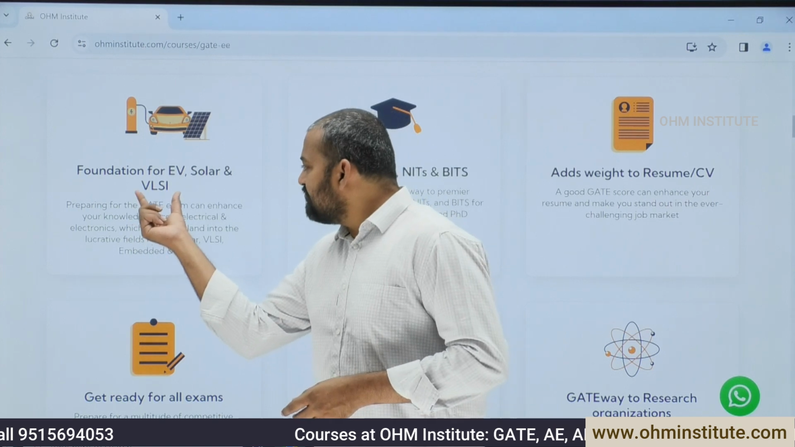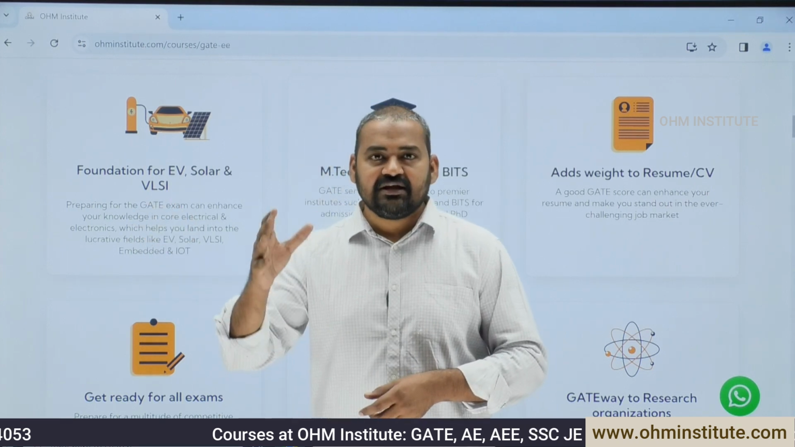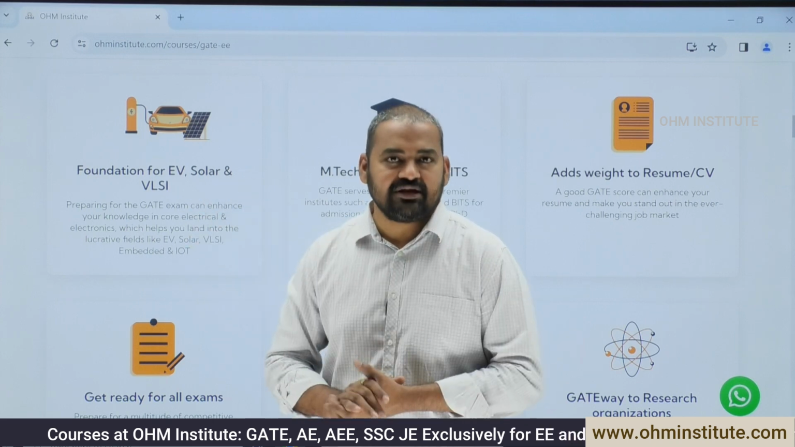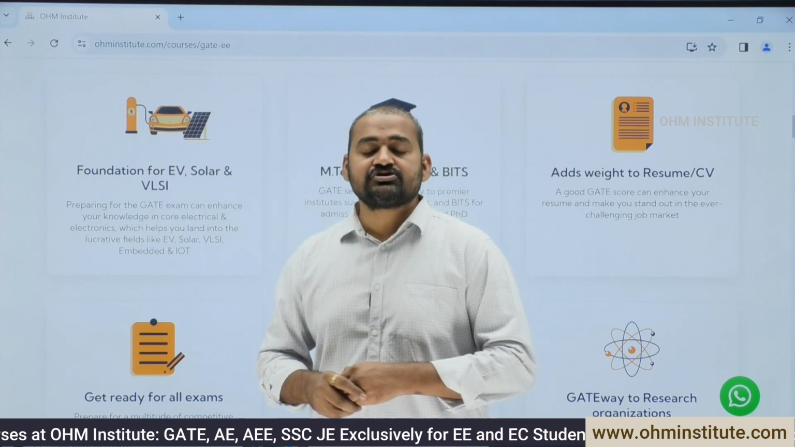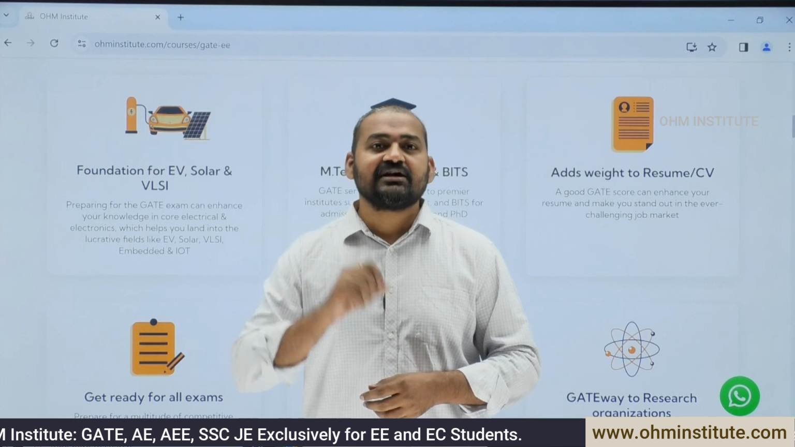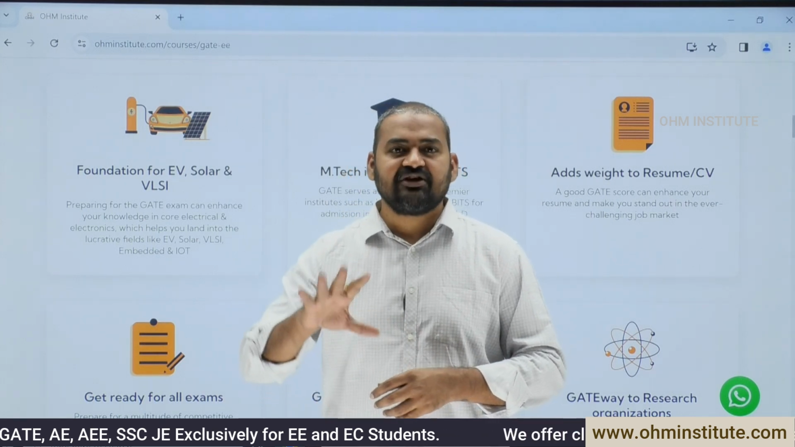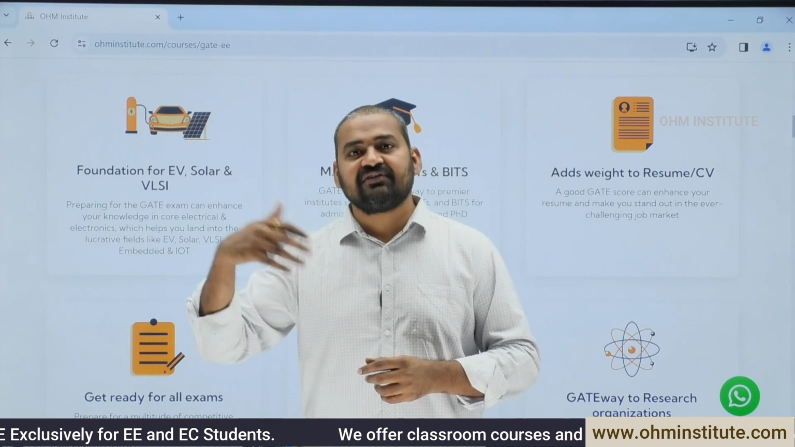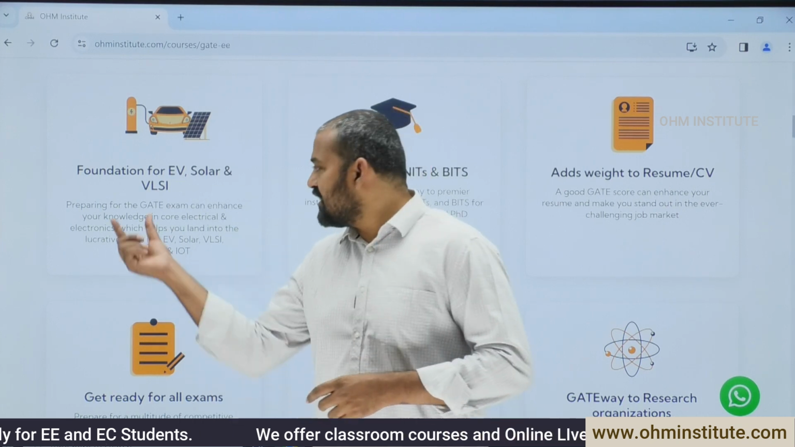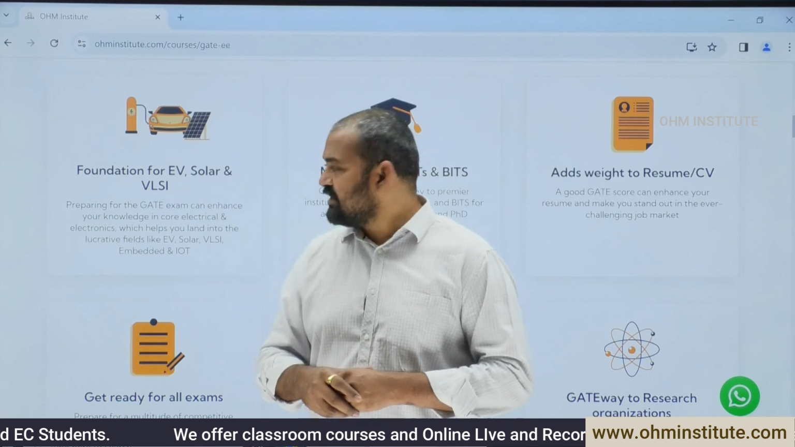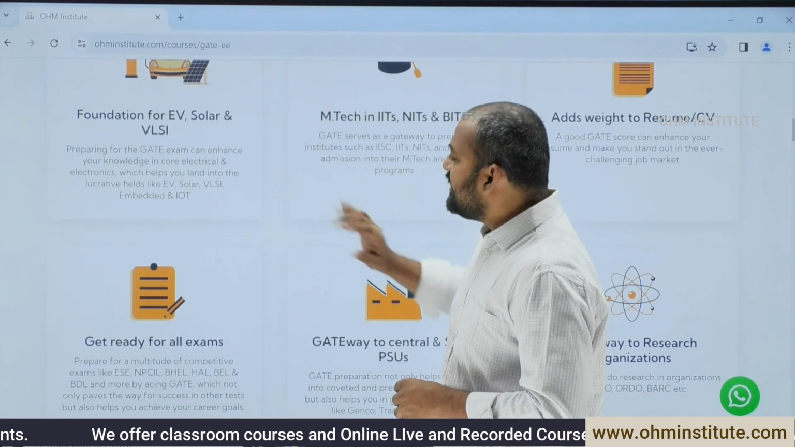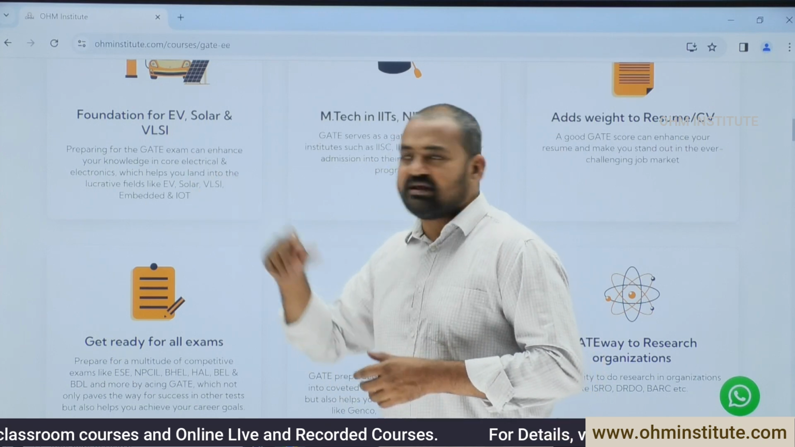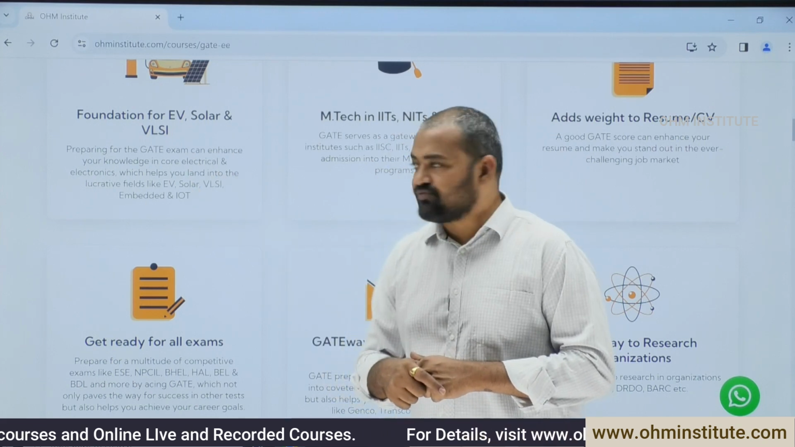So VLSI is also one of the areas where you can pursue your career, because currently students who are doing the VLSI MTech course from various IITs are securing packages of 30 lakhs per annum, 35 lakhs per annum, like that. It's the current boom in India, VLSI. So preparing for the GATE examination can give you core knowledge in these particular areas. That will be very useful.